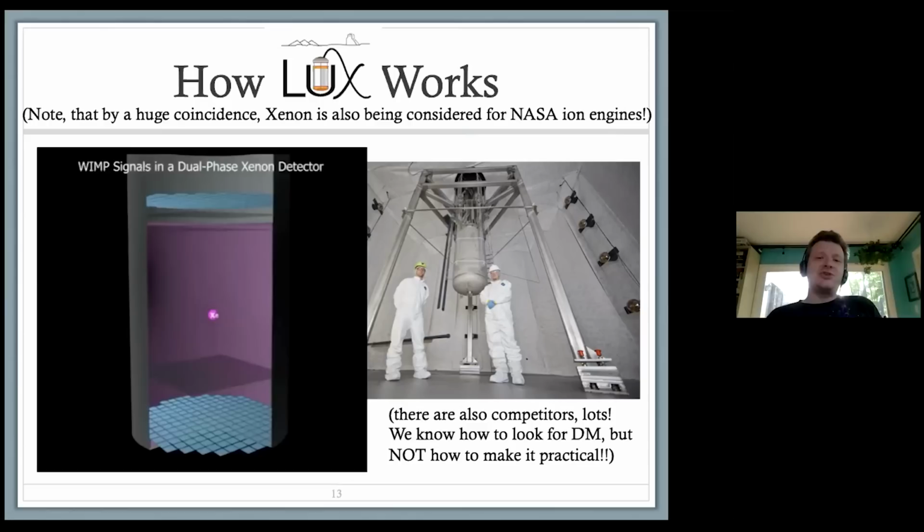And so the world production of xenon is only, I think, 40 tons a year, because unlike argon, it's a very, very small fraction of the atmosphere. So the LUX detector was about 300 kilograms of liquid xenon.